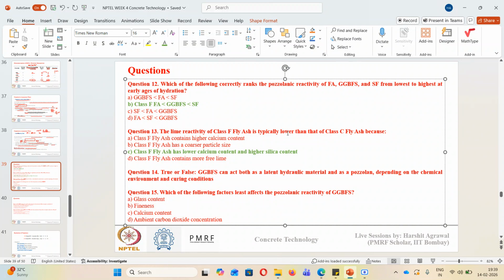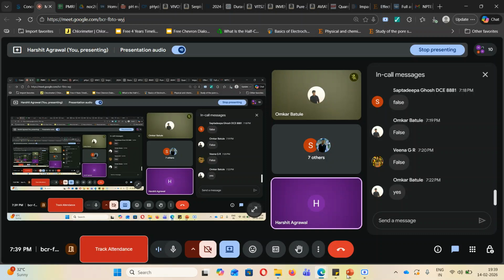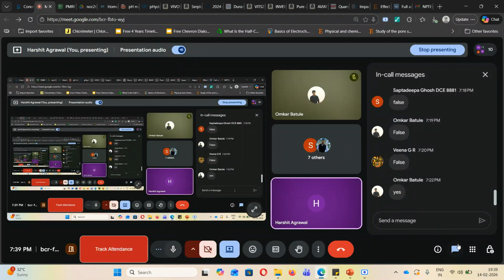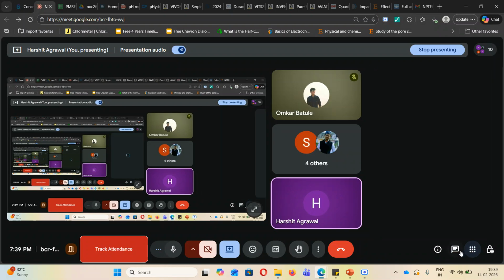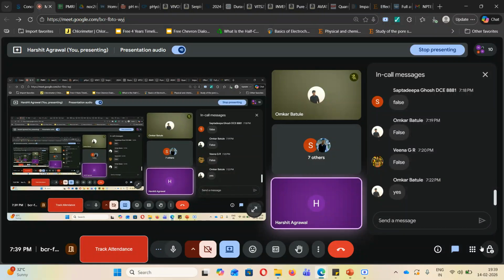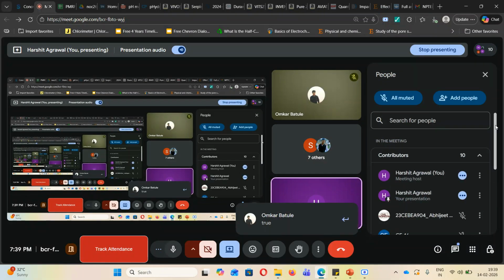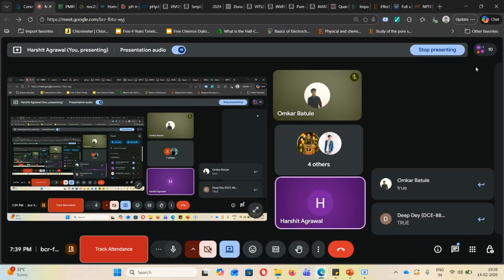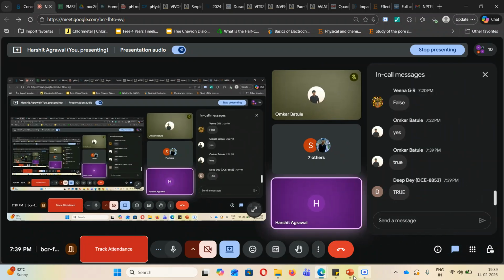Question number 14. GGBFS can act as both a latent hydraulic material and as a pozzolan depending upon its chemical environment and curing condition. Whether the statement is true or false, can anyone tell me? Yes, this statement is true.